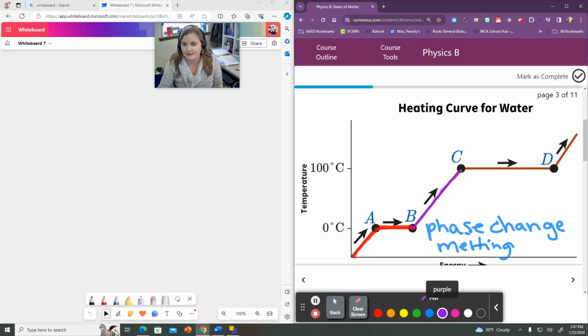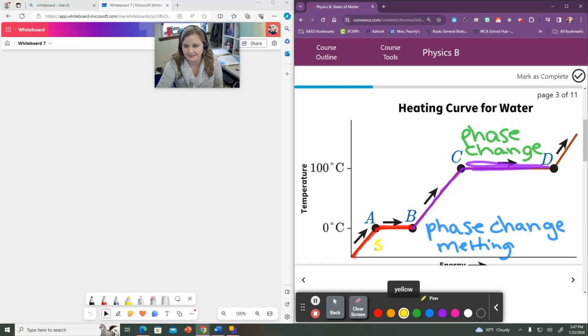Oh, but then it hits another plateau right here, where again, temperature isn't changing, but it is absorbing heat. So you have another phase change. I'm going to give you a second to guess what phase change we're talking about, because we're going from all solid, here, to all liquid. This is liquid.